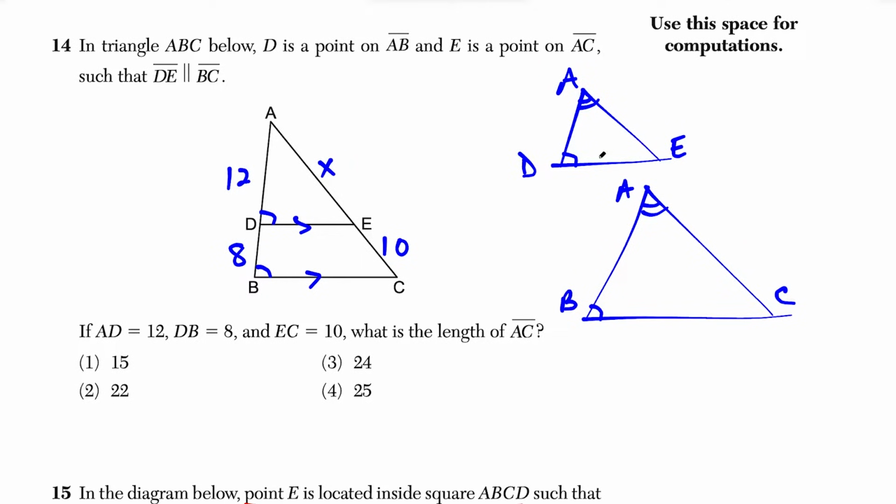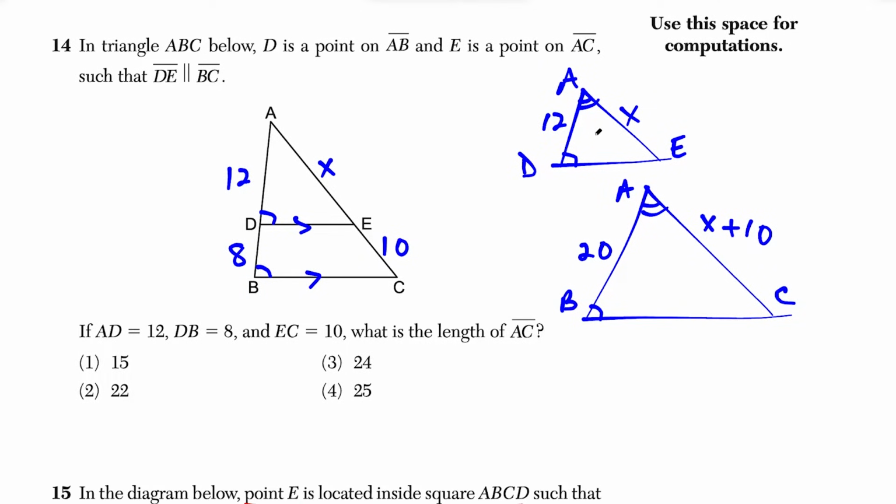And now I'm going to go ahead and label these over here in this part of the diagram. We have AD is 12 units long. We have AE is X, so we just labeled it as X. And then AB we could find by doing 12 plus 8, and that's equal to 20. And then for AC, we're going to do X plus 10. So we have X plus 10 over here.